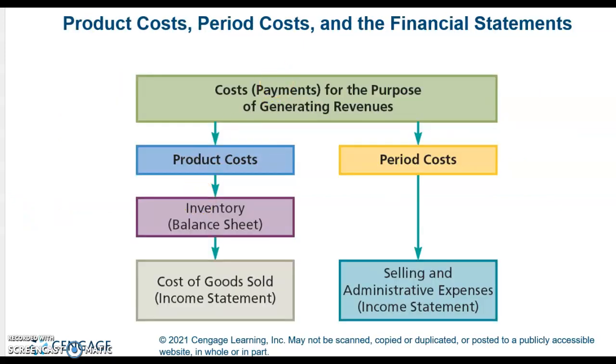This is a great visual. These PowerPoints have so many great visuals if you're a visual learner. This is the flow of cost for the purpose of generating revenue. You see how product costs go into inventory on the balance sheet first, and then they don't go onto the income statement until they're sold. But the period costs go straight to the income statement in the period they are incurred.